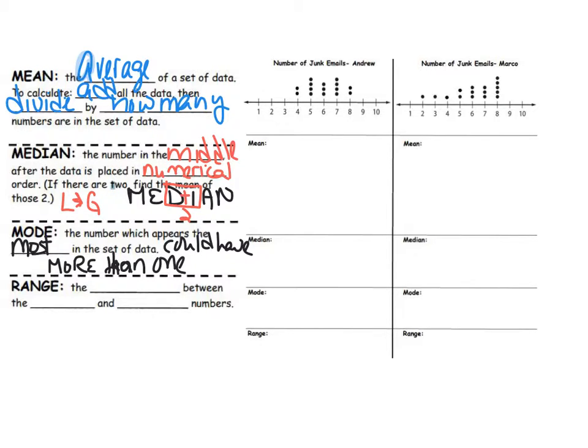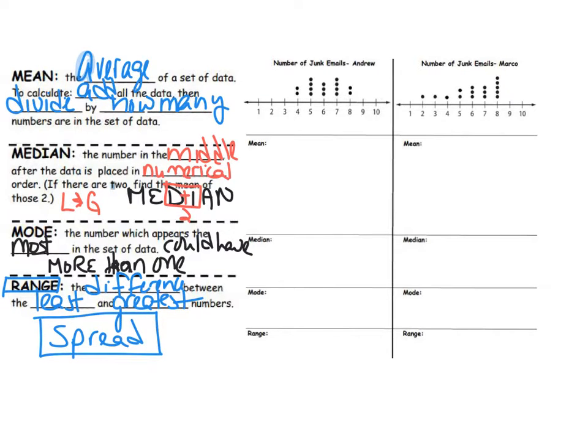And then the last part is range. Range is the difference between the least and greatest number. Now, range can also be called spread. So when they're asking you for the range or the spread, you're solving it the same way.